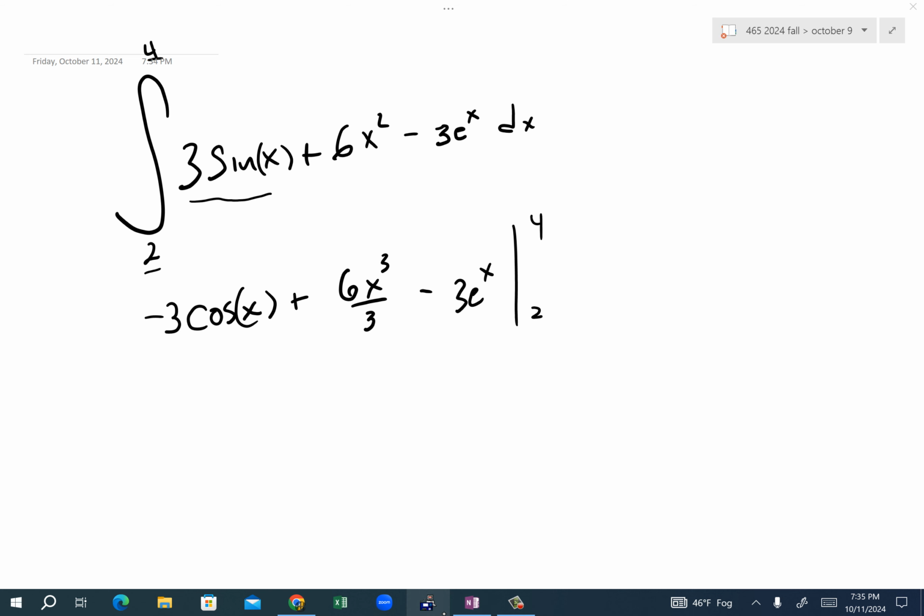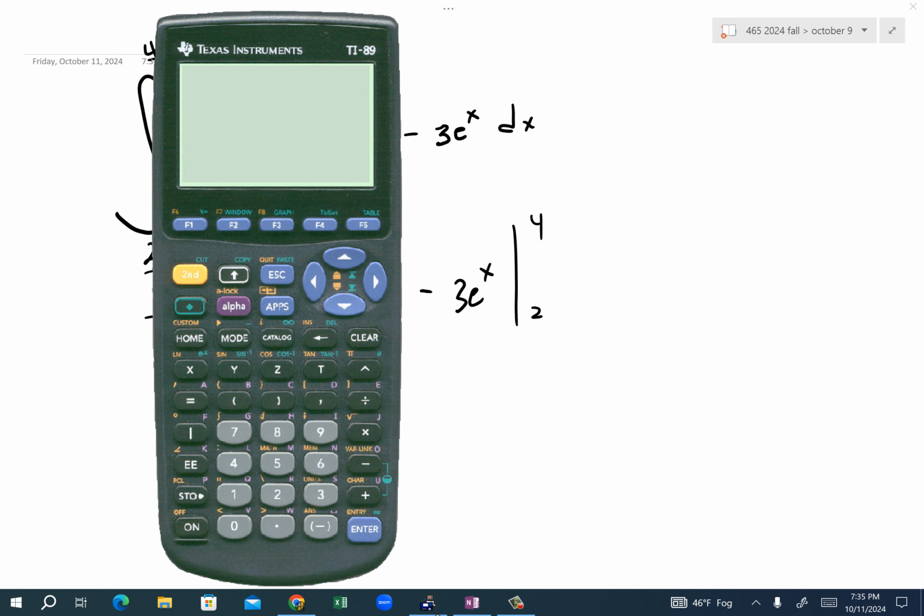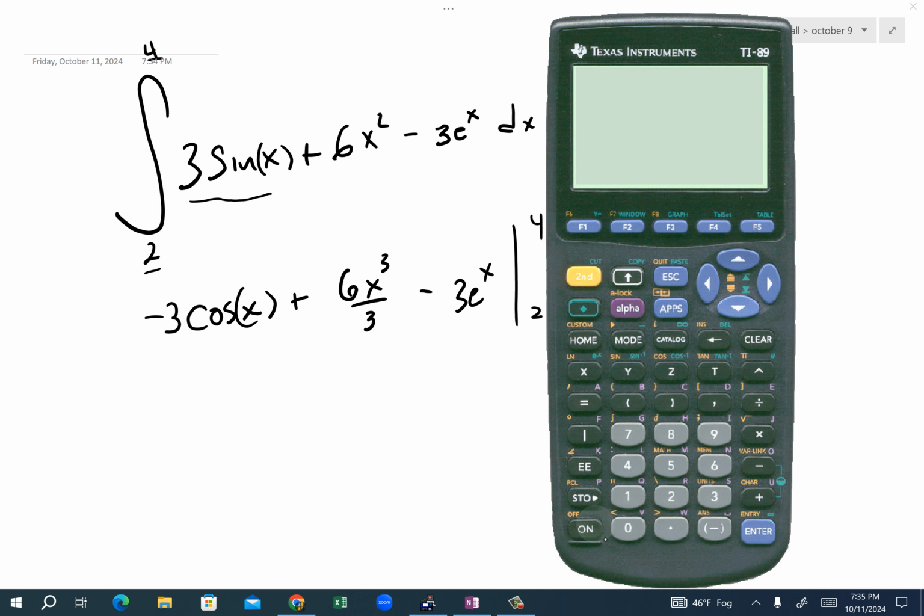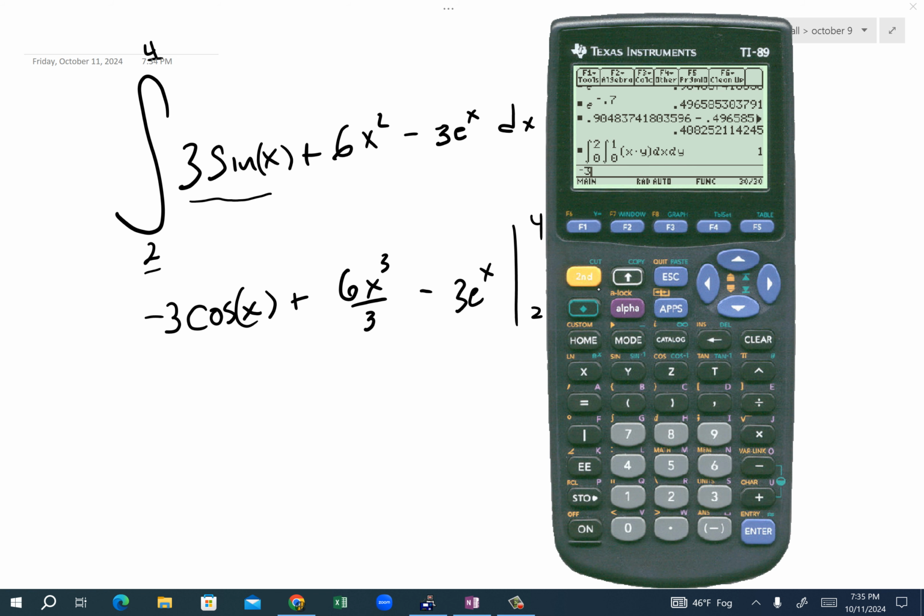Now, here's a cute trick that I enjoy because it makes my life a little easier, since I have to type all this in more than once. I like to just write minus 3 cosine x plus 2x cubed minus 3 e to the x such that x equals 4, and then such that x equals 2. If I take this one minus this one, I get negative 28.9. Does that make sense? Probably.